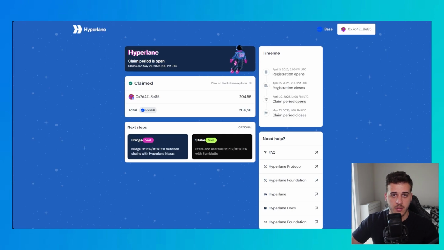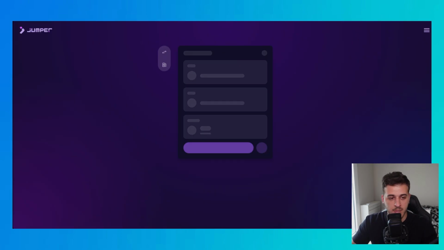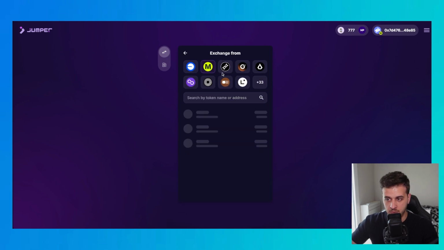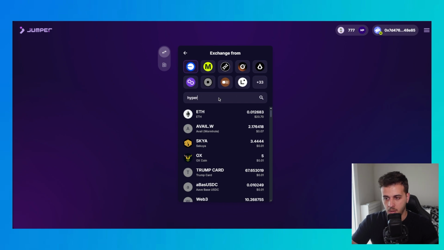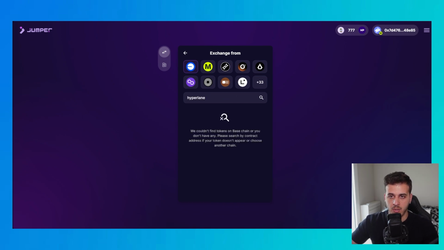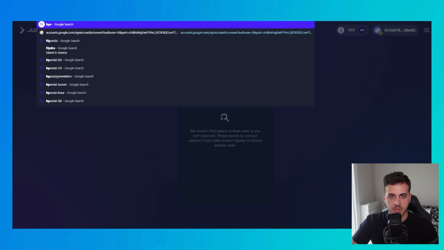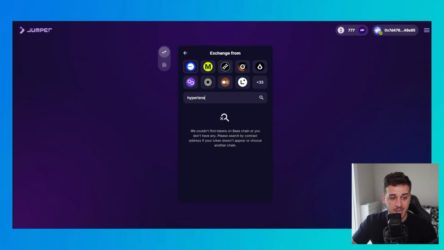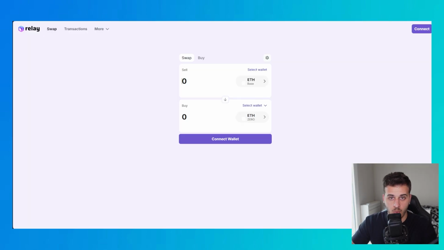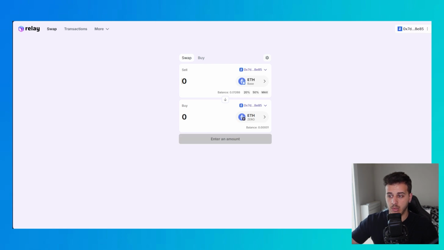I'm going to go ahead on Jumper Exchange and I will be swapping out of it for USDC. That's my strategy. So I claim on Base. When we had the pre-claim period, you would probably have selected exactly where you want to claim this money. So here, hopefully, we cannot see Hyperlane in here, sadly. So maybe go to Relay. Maybe Relay will be able to do the swap transaction that we would like to do.